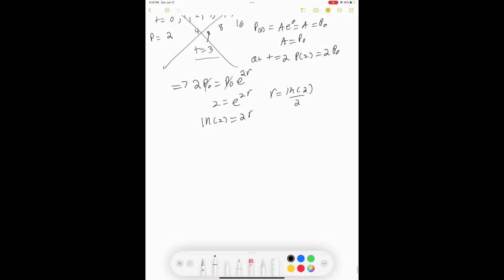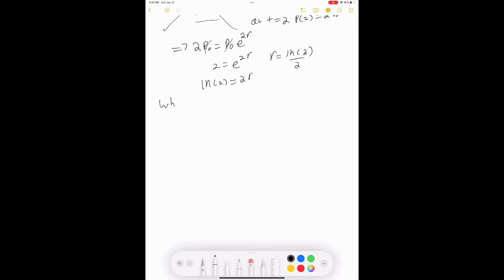Now we actually know exactly what our exponential growth function is, and so we're ready to figure out at what time our exponential growth function is equal to 3 P naught. Now we have our r, so we can figure out what our t is. So 3 P naught is going to be equal to P naught times e to the r, which is ln of 2 over 2, times t.